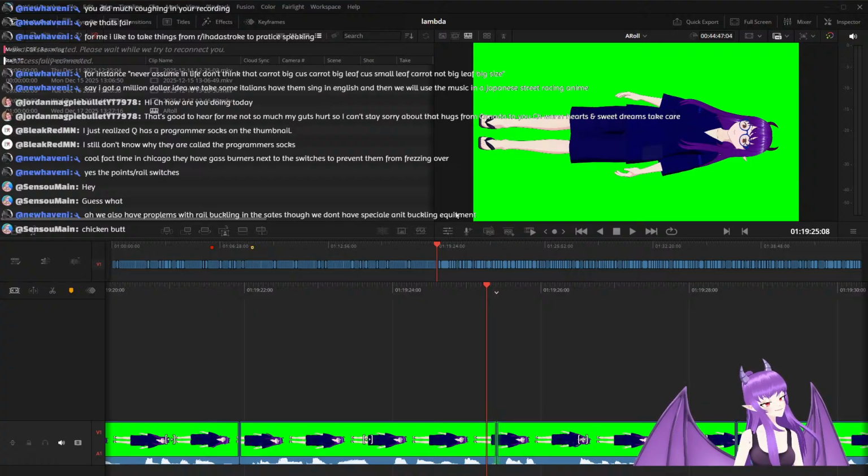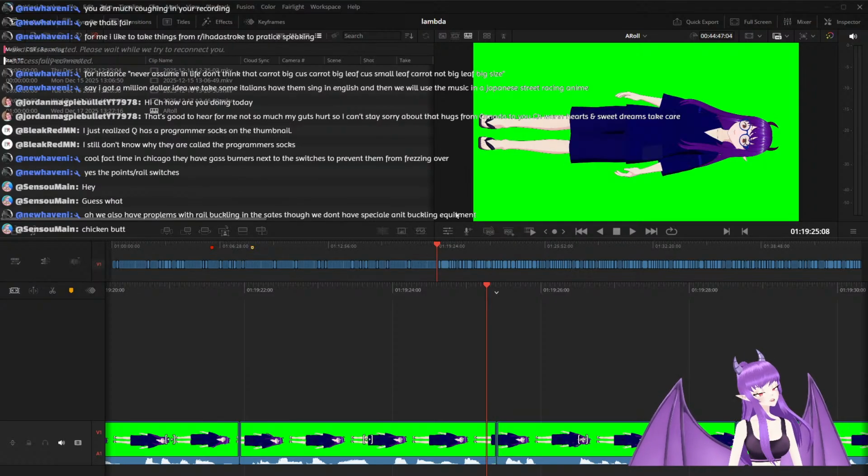This isn't anti-buckling equipment. It's more anti-buckling procedures.